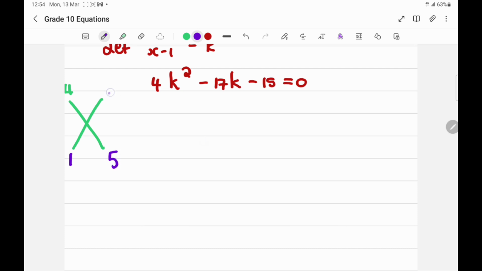Let's try 5 and 3. 4 times 5 is 20. 1 times 3 is 3. I say, there we go. Okay, so which one gave? So we need a negative 17. So it must be minus 20 plus 3.